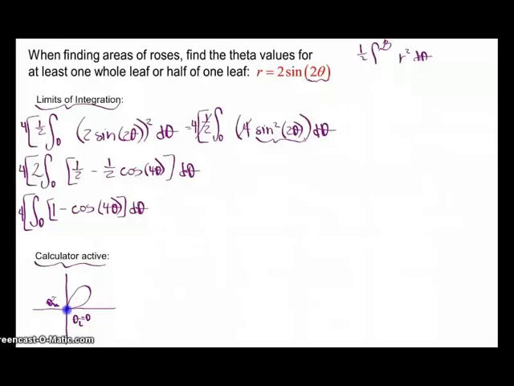Well, what's true about r right here at the origin? Right here at the pole, r equals 0. So all we have to do is take r and set it equal to 0. So 2 times the sine of 2 theta equals 0. We should be able to find all of the theta values, the first, the second, the third, the fourth, the fifth, all the angle measures where we're at the pole, where r is 0.